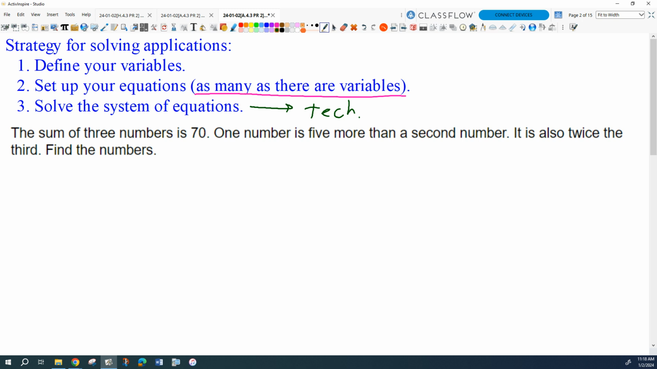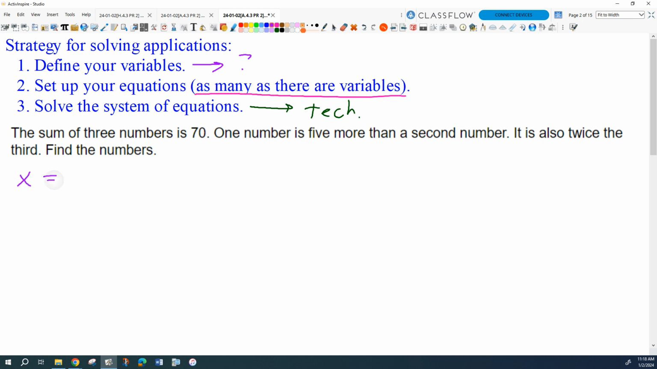The sum of three numbers is 70. One number is 5 more than a second number. It is also twice the third. Find the numbers. So when you define your variables, you typically want to just go to the question. The question is going to ask about the things, the unknowns, and the unknowns are the variables, right? So what are the unknowns? What are the things we're trying to find here? The three numbers. Okay, so let's write these down then.